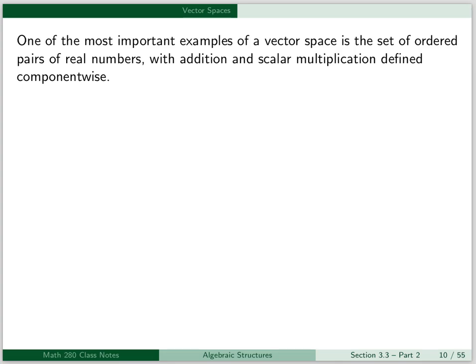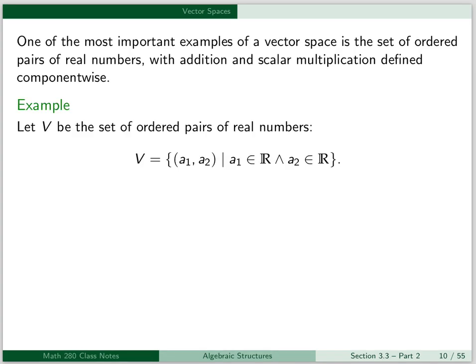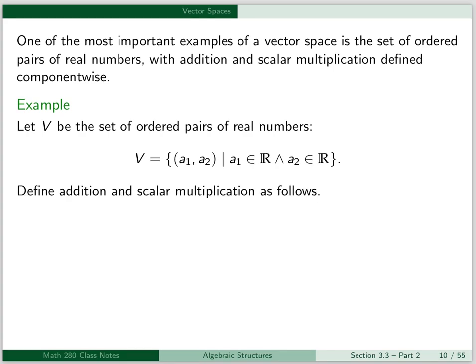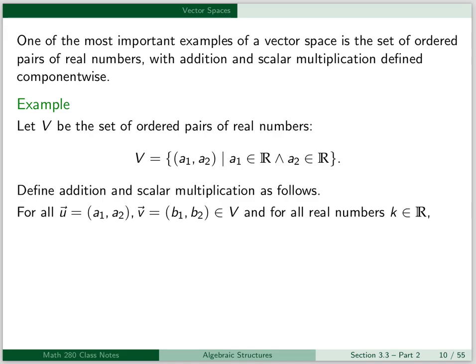One of the most important examples of a vector space is the set of ordered pairs of real numbers, with addition and scalar multiplication defined component-wise. So let V be the set of ordered pairs of real numbers. So this is the set of ordered pairs (a1, a2), where a1 and a2 are both in R. And we define addition and scalar multiplication as follows. For all u equal (a1, a2), v equal (b1, b2) in V, and for all real numbers k.